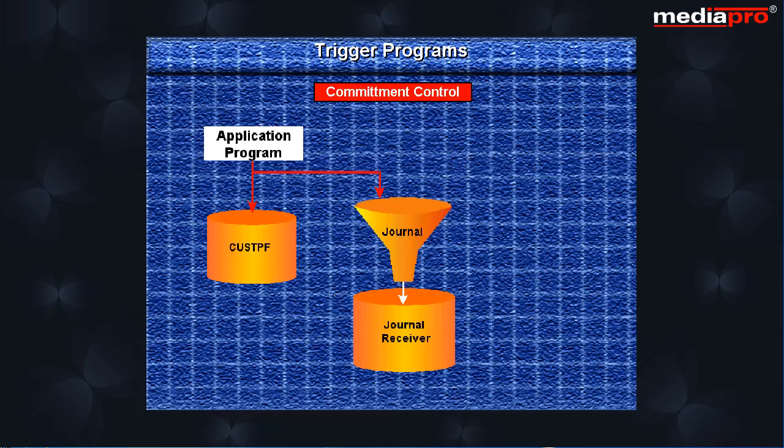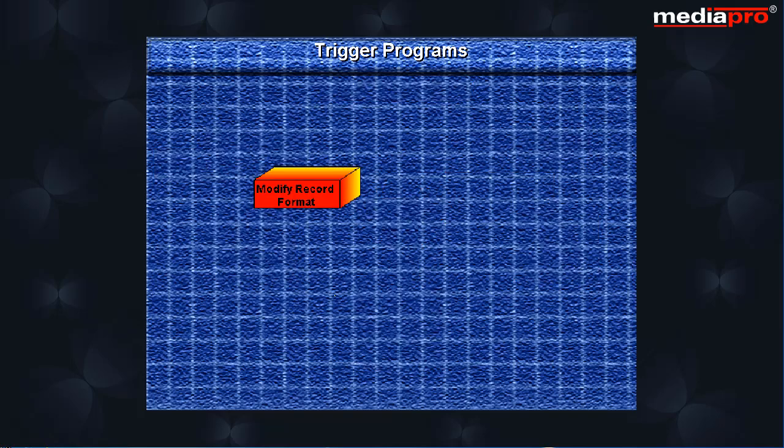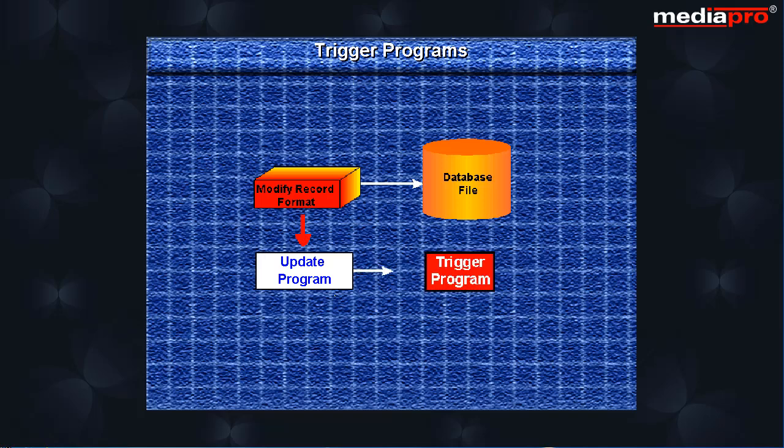It is advisable to have the trigger programs open files under the same commitment control environment as the application program. In this case, the application program will perform all commit and rollback operations. If any changes are made to a physical file's record format, the trigger program should also be updated to reflect the changes.